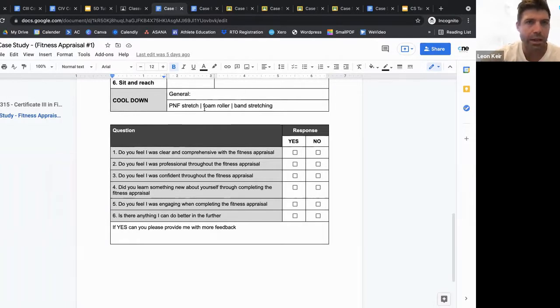You can't just let your client leave after a fitness test without some cool down. So just a general cool down. Again, we can chuck them on the bike, do something light as a general movement. And then we're just going to do some stretching that the stretches are already put there for you.